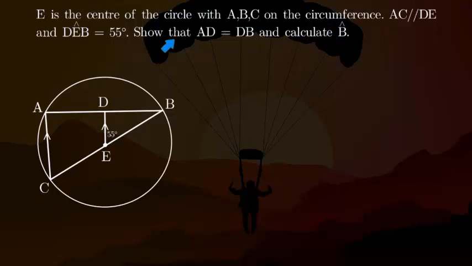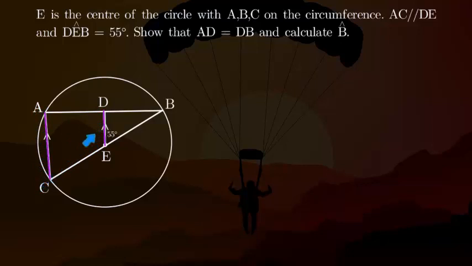Now let's quickly look at what all of this means. Here we have E at the center, which means that this line that starts from C all the way through the center to B is the diameter of the circle. They also give us this angle which is DEB, and it's 55 degrees. They also tell us that DE is parallel to AC.